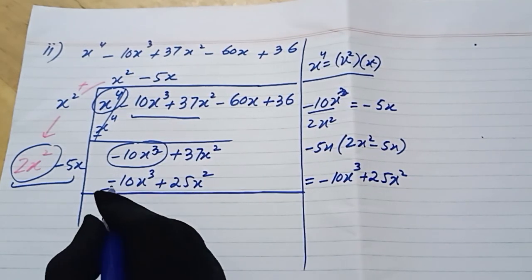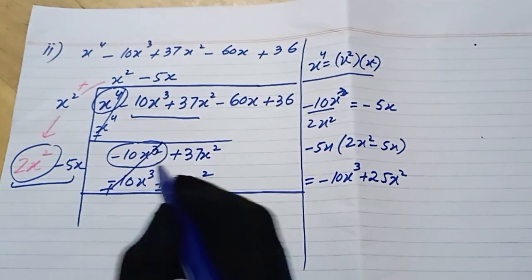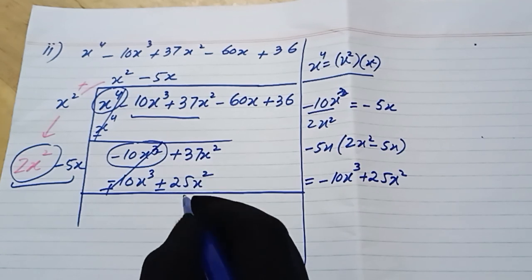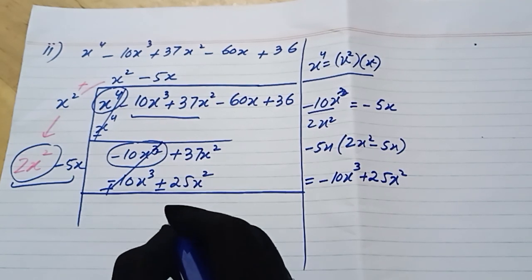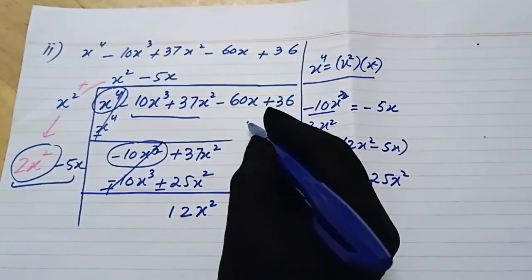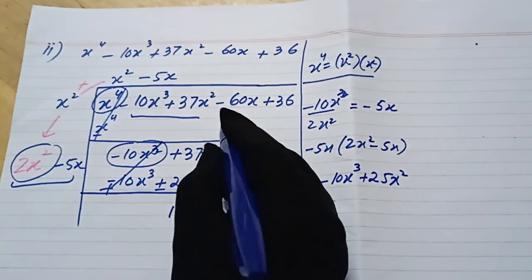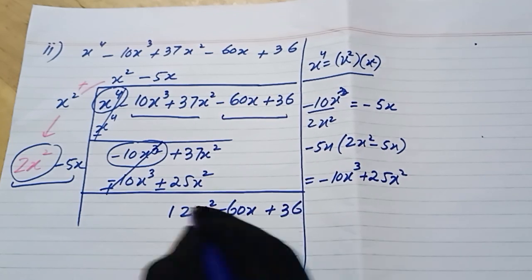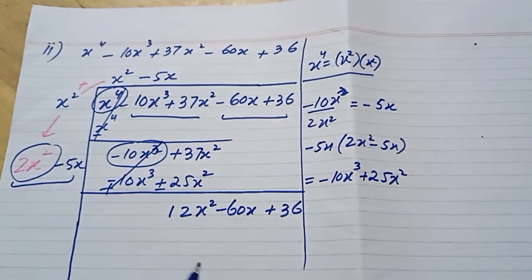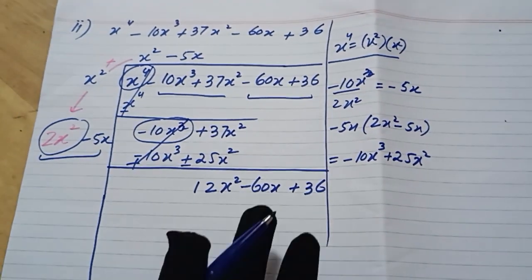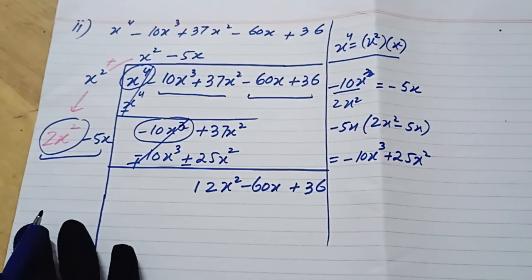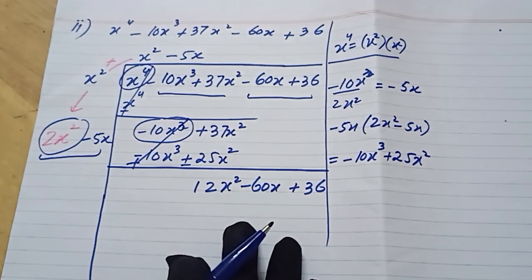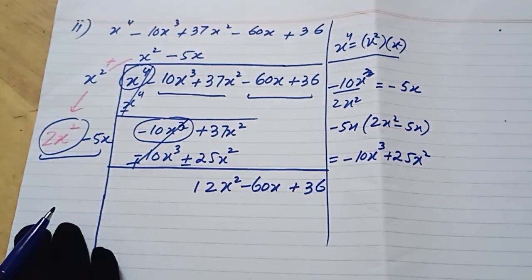So now subtract them, opposite sign. This will be cancelled. 37 minus 25 will give you 12, 3 minus 2, 1, x square. Now bring the other two terms down, minus 60x plus 36. Now again we will think about the third term. Third step, the terms which are dividing will be 3. First step, 1 term. Second step, 2 terms. Third step, 3 terms will be outside.